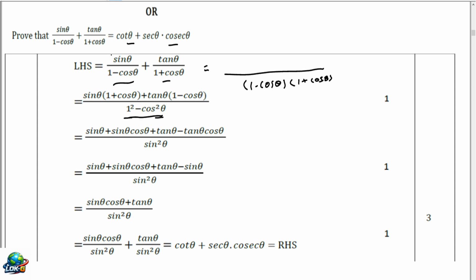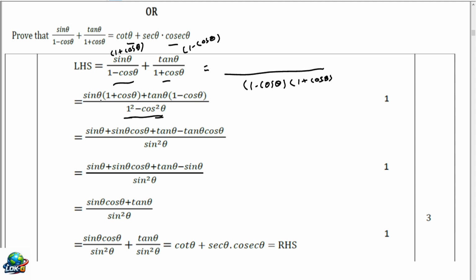This 1 minus cos theta should be multiplied by 1 plus cos theta on the top, like you take LCM in arithmetic, no? Similarly, you have to do 1 plus cos theta into bracket 1. It should be multiplied with 1 minus cos theta. Same thing is written here: sin theta into 1 plus cos theta, tan theta into 1 minus cos theta.